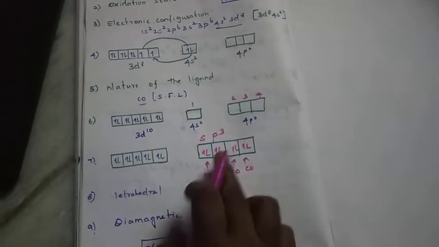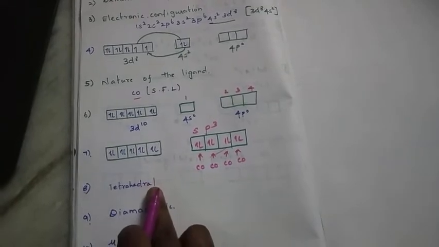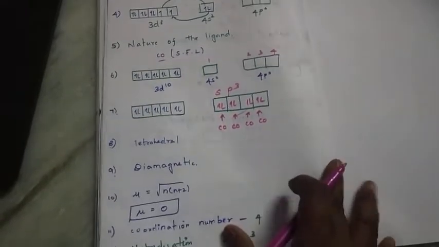If the compound has sp3 hybridization, the geometry will be tetrahedral. You know how to draw the tetrahedral geometry.